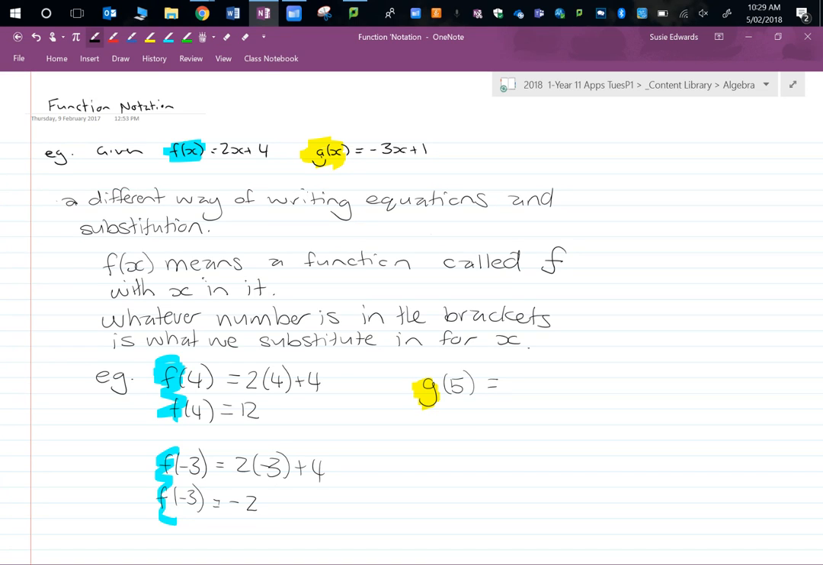All right, so g of 5 means we're going to use the g equation and sub in x equals 5. So we end up with -3 times 5 plus 1. -3 times 5 is -15 plus 1, -14. I'm pretty impressed with most of your integer skills, guys. It's good.